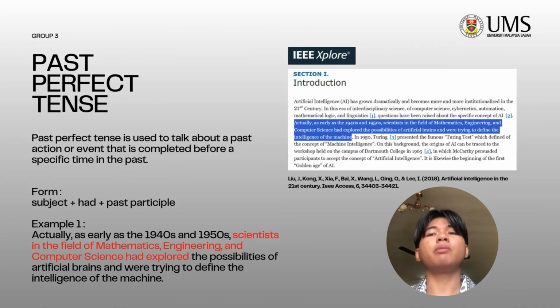As you could see from the example that I have given, which is actually as early as the 1940s and 1950s, scientists in the field of mathematics, engineering, and computer science had explored the possibilities of artificial brains and were trying to define the intelligence of the machine. The past perfect tense is exactly at scientists in the field of mathematics, engineering, and computer science had explored, which fulfill the form to become a past perfect tense.